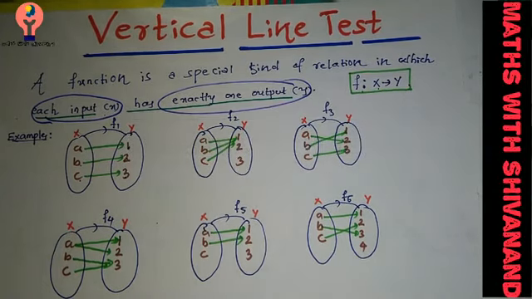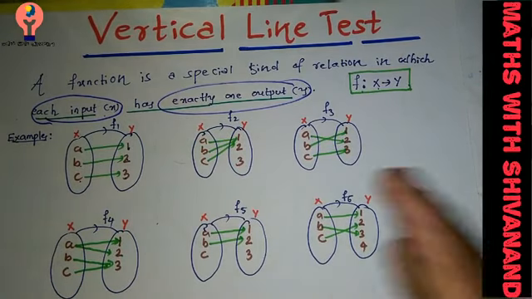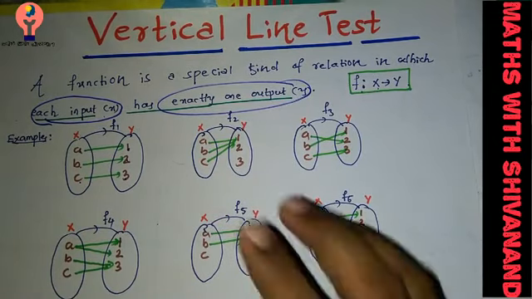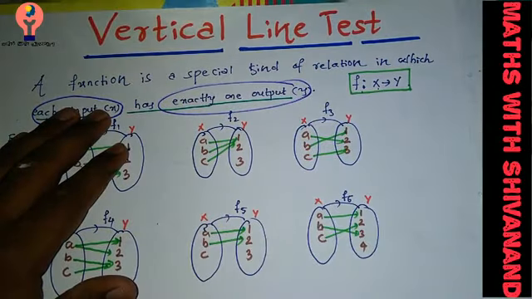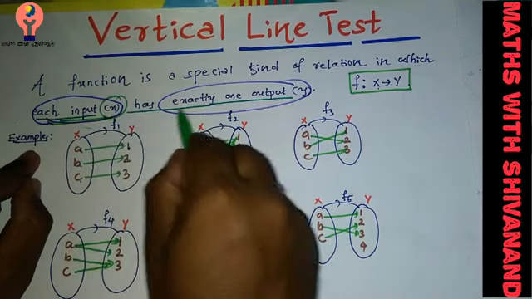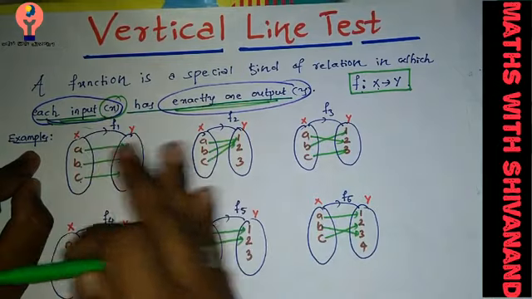In this session we are learning the vertical line test. This test is used to determine whether a graph is a function or not. Before getting started, let me have a small discussion about functions. A function is a special kind of relation in which each input, that is x, has exactly one output. Every input should have a unique output.